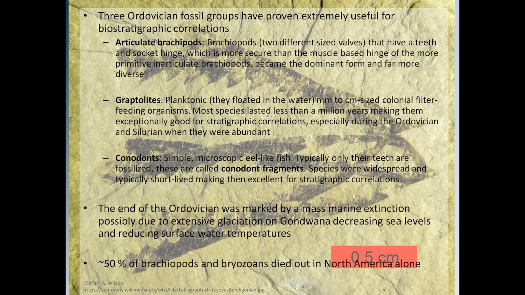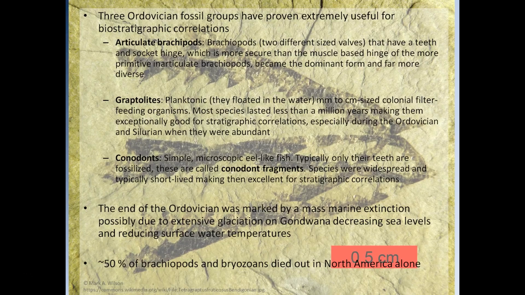The final organism that's very, very helpful for biostratigraphy from the Ordovician onwards, or at least in the Ordovician, are the group called the conodonts. And they are simple, microscopic eel-like fish. Now, their bodies do not fossilize. Their bodies are made from organic material, and the skeleton is made of cartilage, just like a modern shark. So the skeleton doesn't fossilize. Just like a modern shark, what does fossilize, though, are the teeth. So these teeth are commonly referred to as conodont fragments.